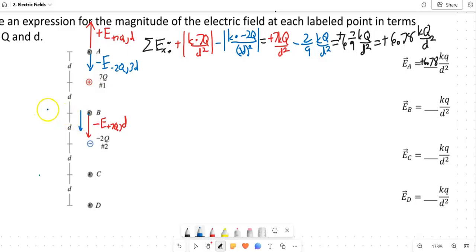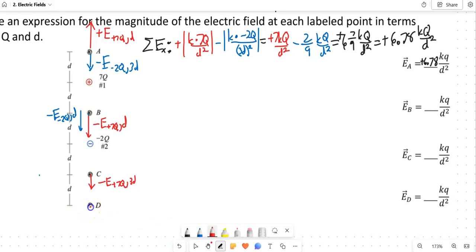And that's going to be negative 2q, comma d. And I'm just going to go through all of these. The red guy's electric field is going to be getting smaller, and that's going to be negative E plus 7q. That is distance 1, 2, 3 Ds away.